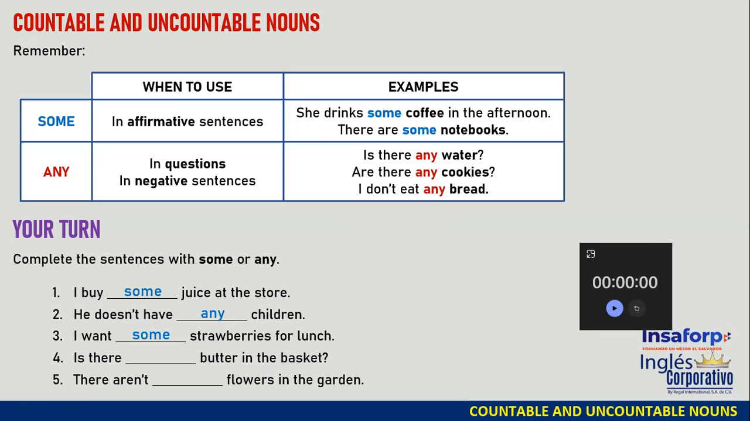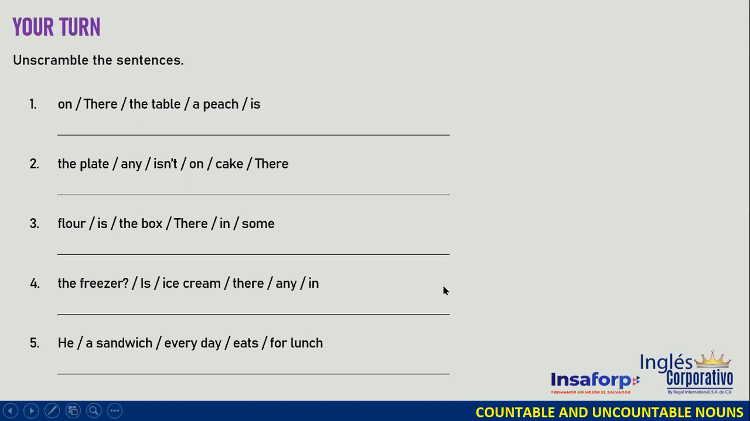Number four, is there any butter in the basket? Very good. Number five, there aren't any flowers in the garden, right? So good job, guys. Excellent. As you can see, it's very easy to spot the usage. Es bien fácil como encontrar el uso siempre y cuando nosotros hemos identificado si es oración afirmativa, negativa o pregunta. Ahora bien, vamos a continuar con la práctica, ¿verdad? Let's continue with the practice.